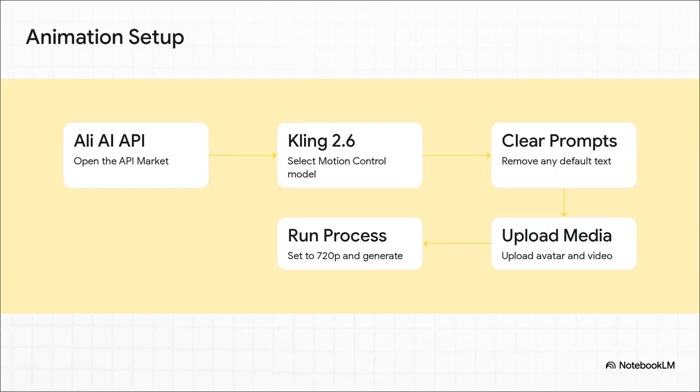And this is where the magic happens. 1. Open the Ali AI API market. 2. Select the Kling 2.6 motion control model. 3. Clear out any default text prompts in there. 4. Upload your LoveArt avatar right alongside that skincare reference video you downloaded. And 5. Run it at 720p. By doing this, the Kling 2.6 model seamlessly maps the human reference motion directly onto your digital avatar. Suddenly, your AI character is applying skincare exactly like a real human.